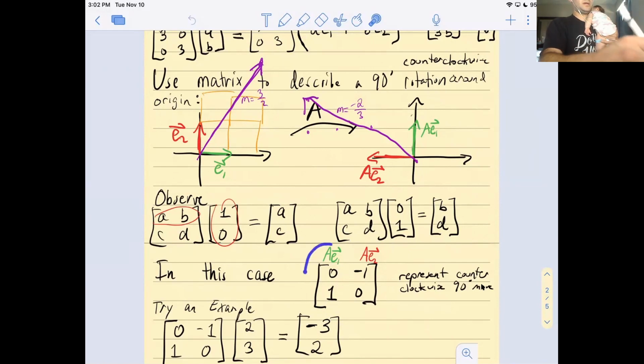The determinant here, if you do 0 times 0, that's just 0, but then along this diagonal, you have to subtract. So it'll be negative 1, but you've got to subtract it. So the determinant is just 1. And that's not surprising, because when we rotate the grid by 90 degrees, the fundamental square, the area of it doesn't change.